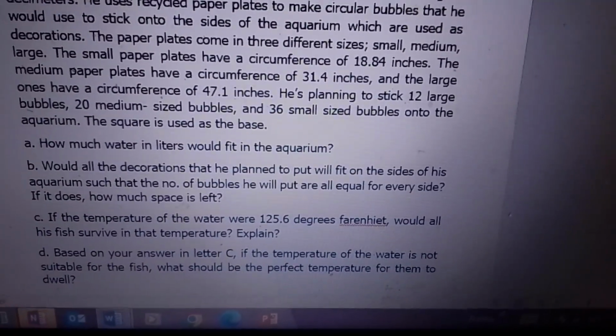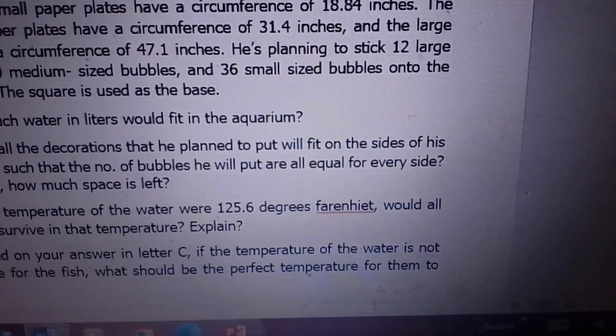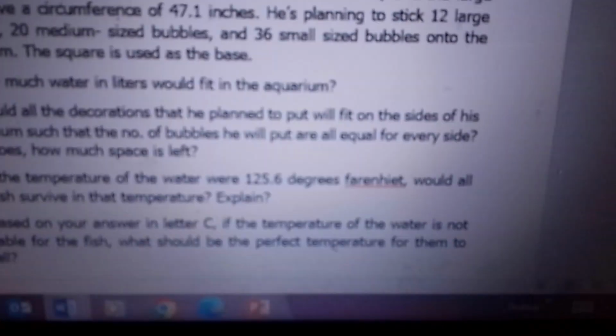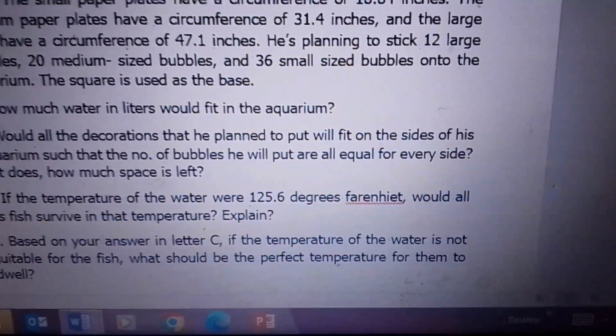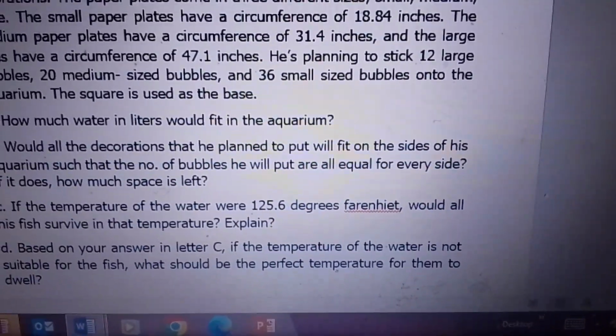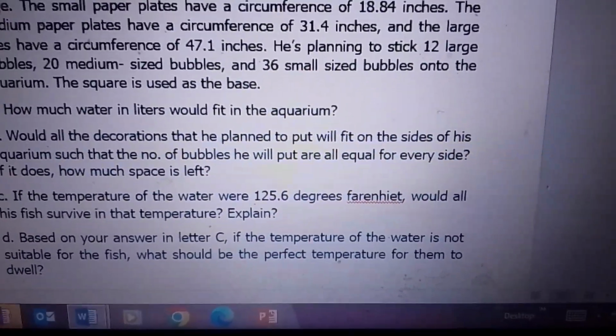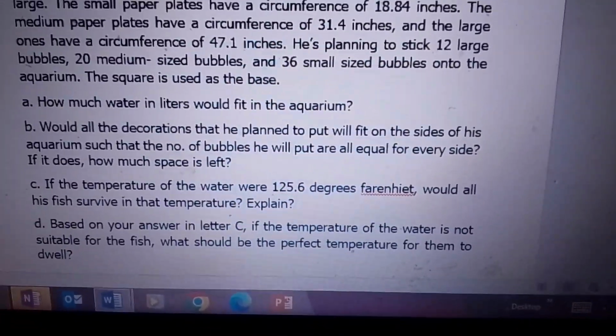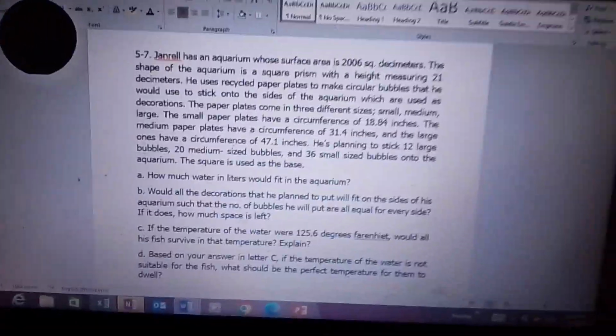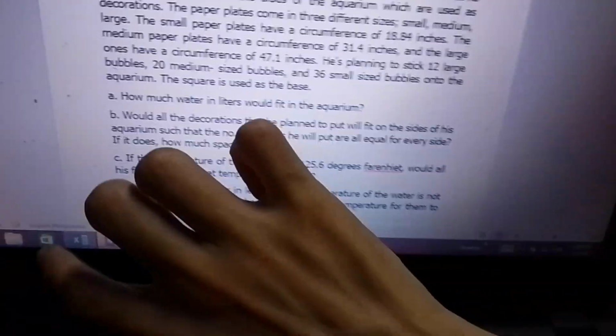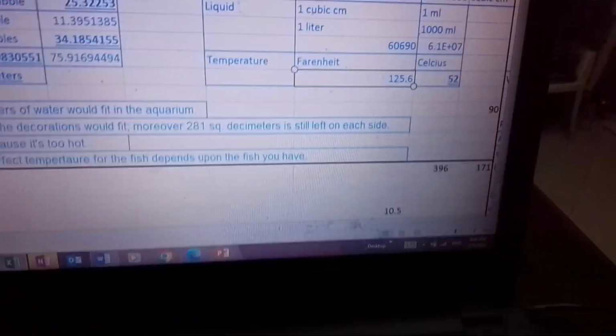If you think that degrees in Celsius times 1.8 plus 32 would give you the degrees in Fahrenheit, therefore, we do the PEMDAS in reverse. Subtract this answer by 32 and then divide it by 1.8. Yan. So that's the inverse. Okay? Going back to Word, so this is what happened.